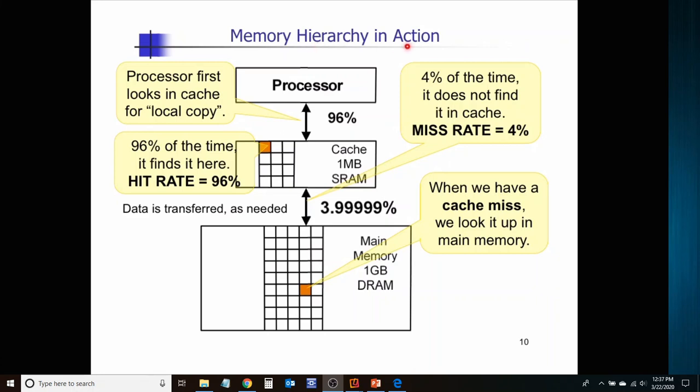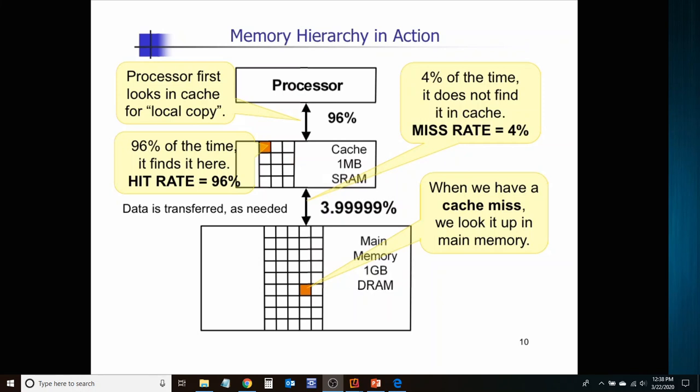Now let's see the memory hierarchy in action. At the top we have the processor or the CPU, then we have a 1 megabyte cache implemented using SRAM technology, and then we have a 1 gigabyte main memory implemented using dynamic RAM. If our hit rate is 96%, that essentially means that the processor is able to find the block 96% of the time inside the cache, and only 4% of the time it needs to access the main memory, bring that block into the cache, and then read it.